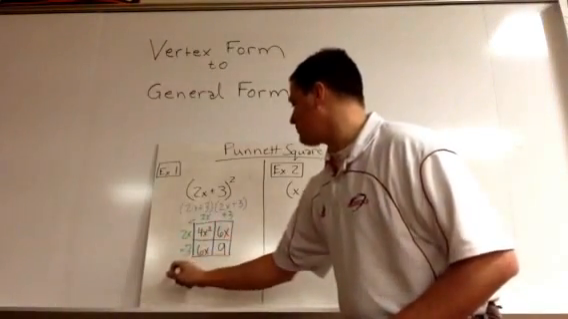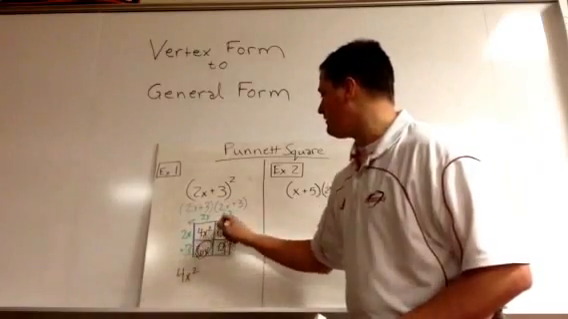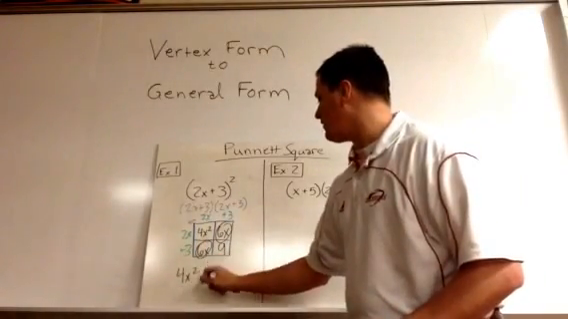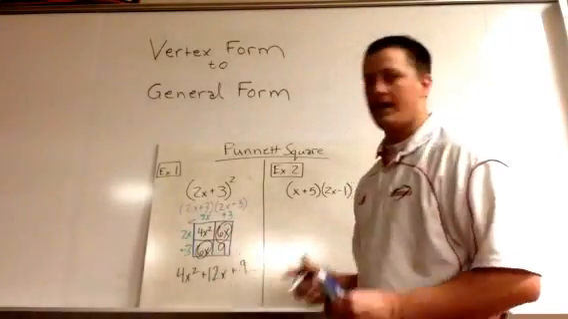We've got our 4x squared. We would write x squared first. 6x and 6x are like terms. We can add them and make positive 12x. And then 9 is positive, so we add 9 at the end.